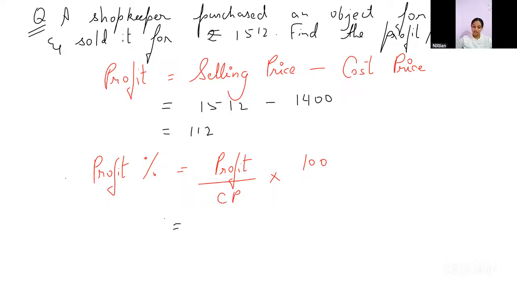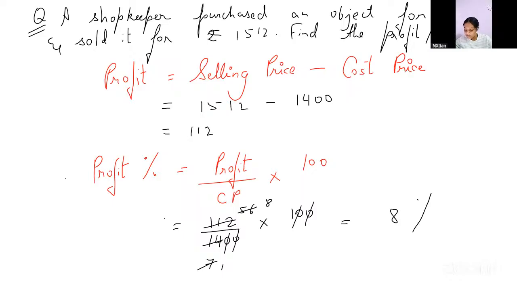Yes, Abraham. Now, Joshua, profit is 112 upon how much it cost me, 1400, multiplied by 100. Cancel the zeros. Cancel the remaining with 2. 2 fives are 10, 2 sixes are 12, 2 sevens are 14, 7 ones are 7, 8 ones are 8. How much? 8% is my profit percent.